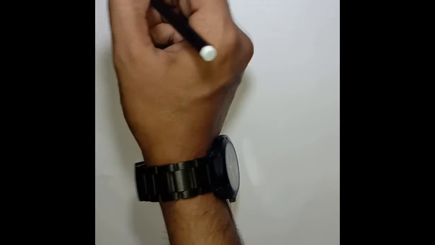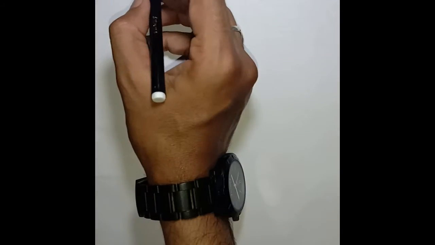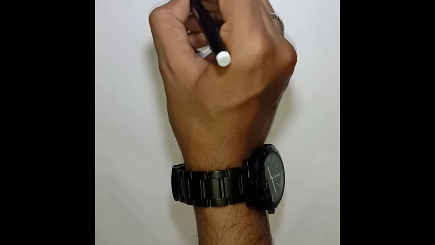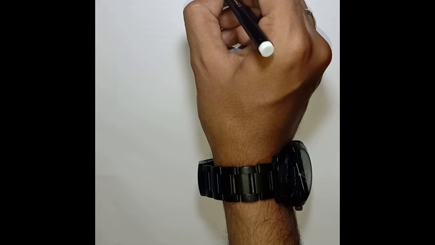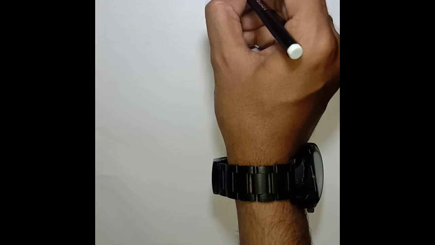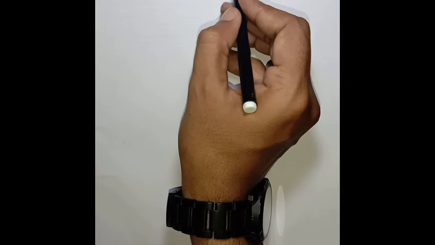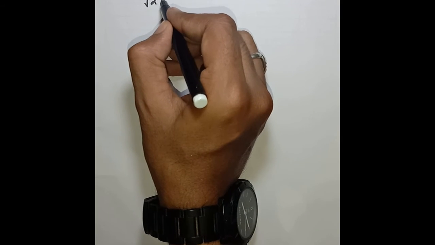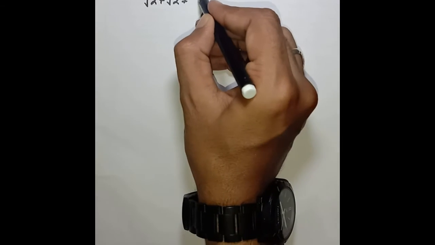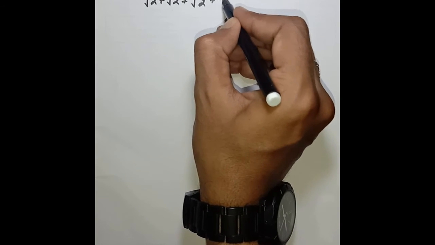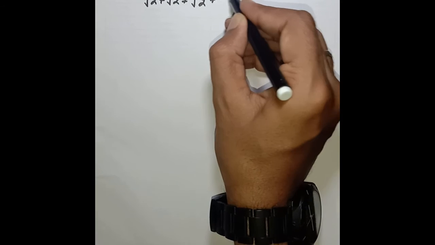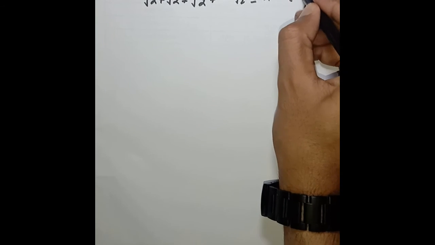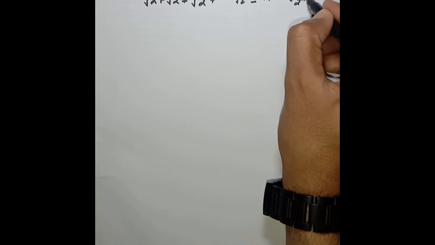Now the next question. Use the principle of mathematical induction to prove that for all n belonging to the set of natural numbers, this is true: 2 plus under root 2 plus under root 2 plus and so on, under root 2, this is equal to 2 cos pi over 2 to the power n plus 1.